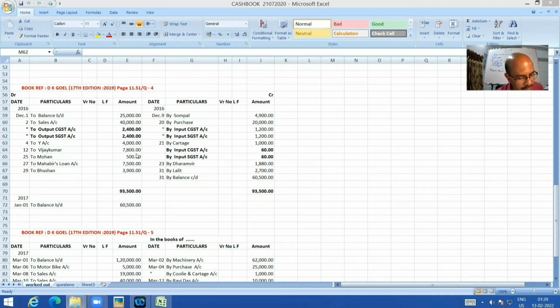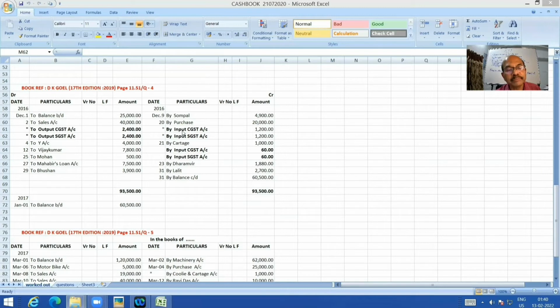Bought goods for cash is also CGST 6%, SGST 6%. That means GST bearing purchase. I have already told you how to handle it. So the entry will be basic amount by purchase 20,000. Okay. And by input CGST account, by input SGST account, 6% of 20,000. So by purchase basic value and by input CGST account, right?